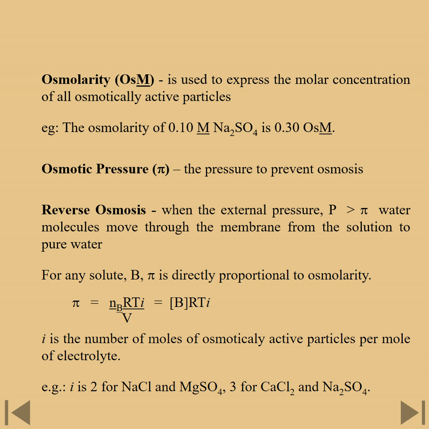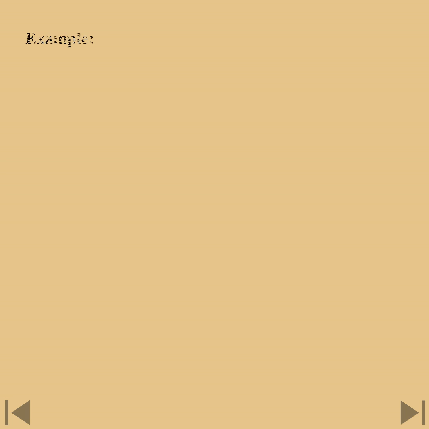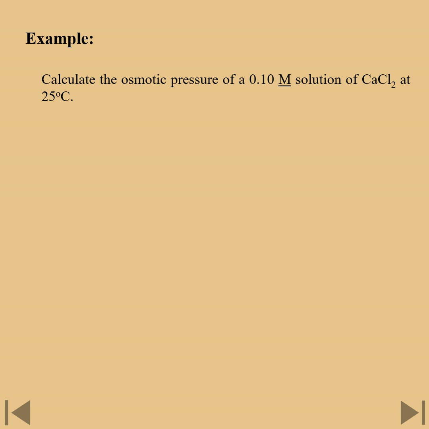Okay, let's look at an example where we're asked to calculate the osmotic pressure of a 0.1 molar solution of calcium chloride at 25 degrees C. We have a calculation before us, so let's break out the equation we just saw. I really don't see any preliminary steps, so the osmotic pressure is equal to the concentration of the solute times R times T times i.